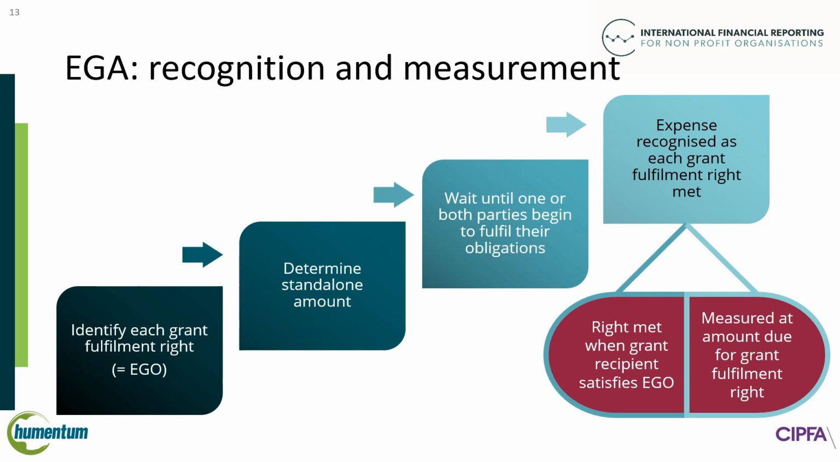A grant expense is recognized by the grant-providing NPO when a grant fulfillment right is met. This occurs because the grant recipient has satisfied an EGO. The grant expense is measured at the standalone amount of the grant fulfillment right that has been met.